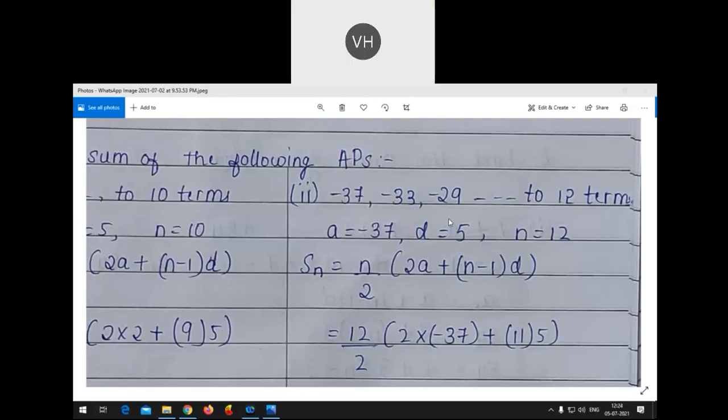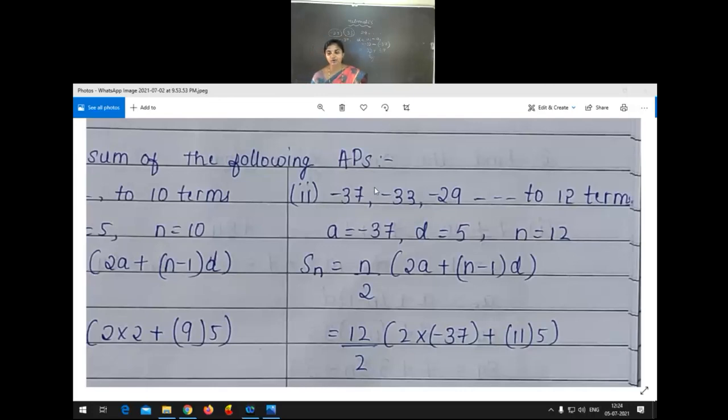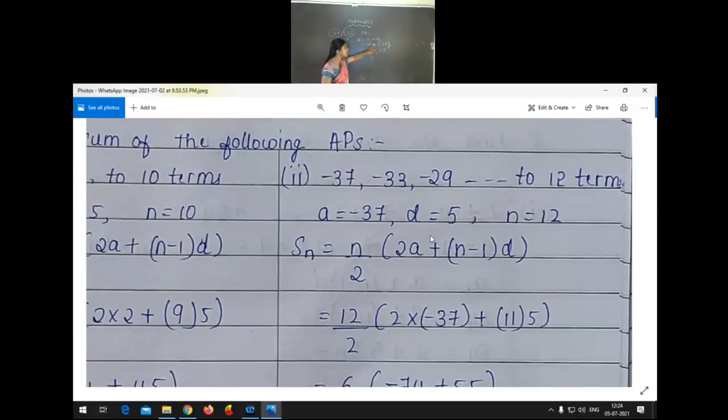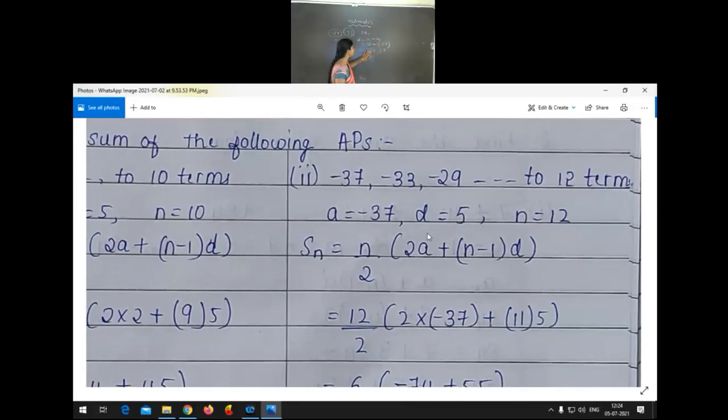Mataji, common difference will be 4, right? So the answer will change. I got a different answer. That's why I want to explain this topic. See here, minus 33, minus of minus 37. Then minus 33, minus into minus plus, that is 37. Just by looking at this, we can easily guess the answer. 37 minus 33, there 7 minus 3. What answer will we get? 7 minus 3 is 4, no?